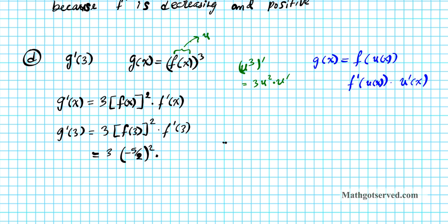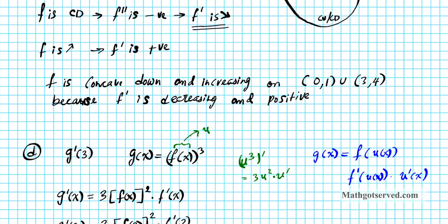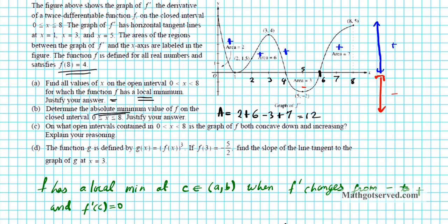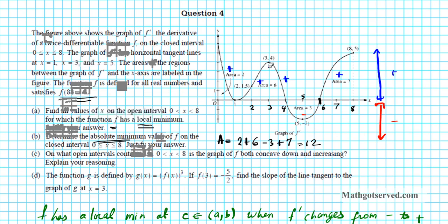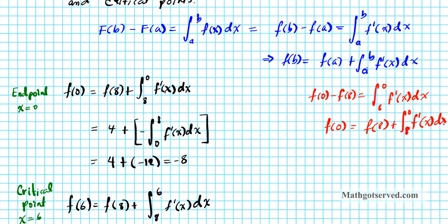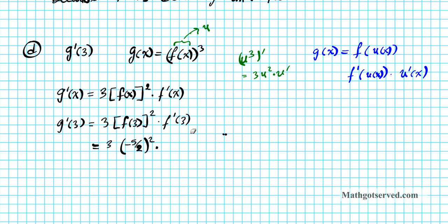What is f prime of 3? We have the graph of the derivative, right? So we just evaluate this function at x equals 3. F prime of 3 is equal to 4. All right, so let's put that in. And that's going to give us times 4. All right, and if we work this out, we have 3 times 25 over 4 times 4. The 4's cancel out. 3 times 25 is equal to 75. All right, so that's that.